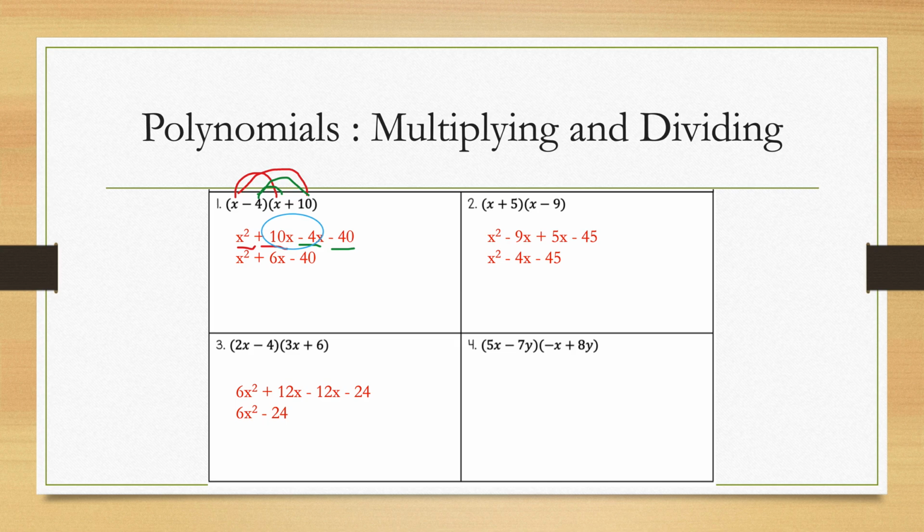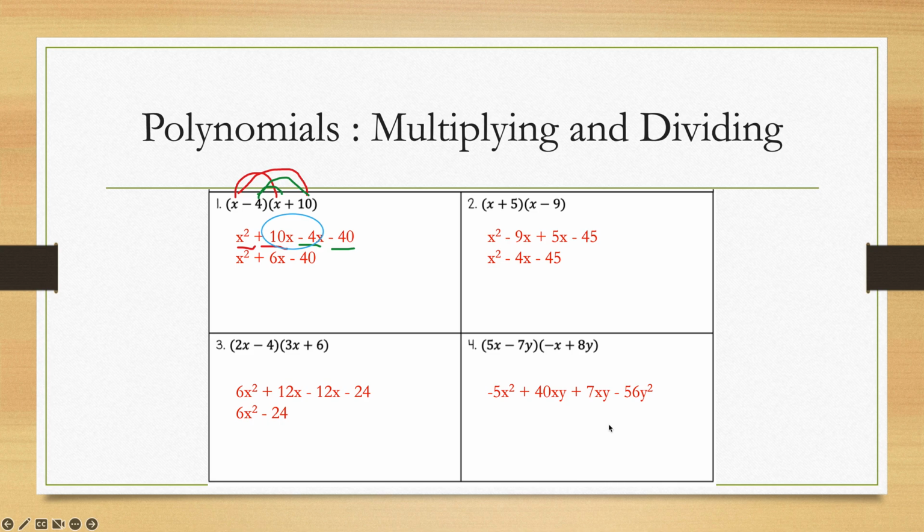Okay, so you distribute. 5x times negative x is negative 5x squared. 5x times 8y is 40xy. Now I'm going to distribute the negative 7y times x, which is negative 7xy. And last but not least, negative 7y times 8y is negative 56y squared.